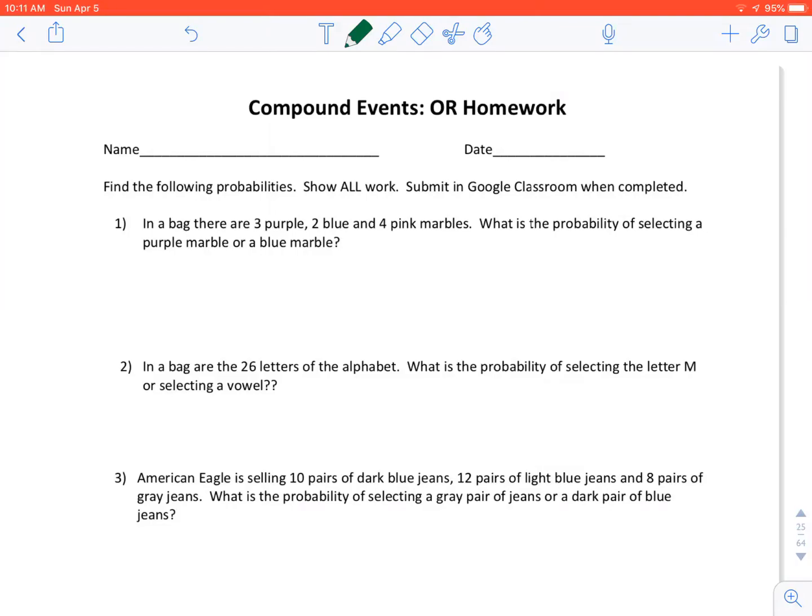I am going to review the compound events or homework. Make sure your assignment is submitted in Google Classroom and make sure that you showed all of your work. These 6 problems are only using the word or.